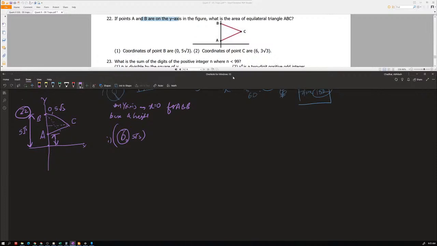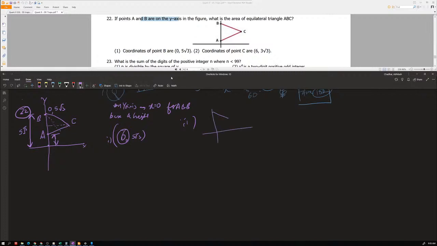It could be an infinite triangle like this. Okay, since it is an equilateral triangle, it cannot be an infinite triangle, but it could be lying somewhere else. But still, we don't know the actual dimension of even one side. In the second condition, what is given is the coordinates of point C.